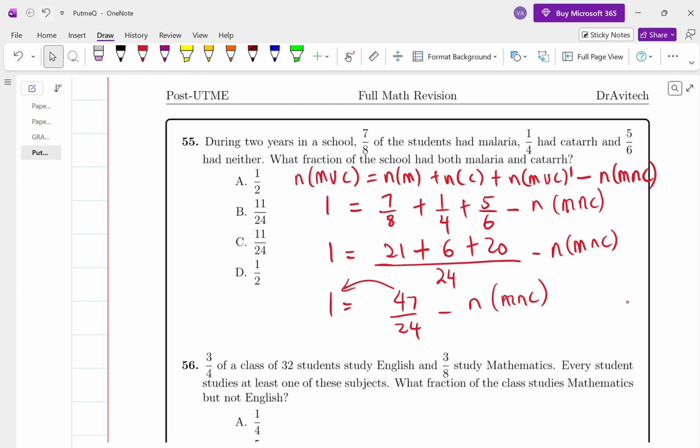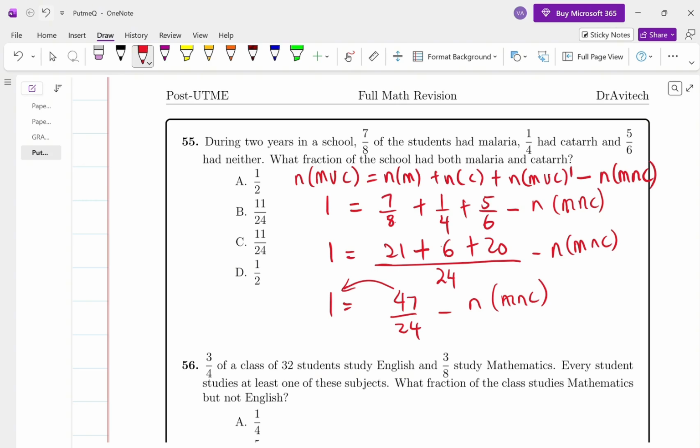Already, if you add up those that have malaria, those that have catarrh, and those that are outside, so they don't have any of them, it's already more than one. It shouldn't be so. That's basically what we are saying. So something is not right about the equation. So that's the thing. The equation is inconsistent.